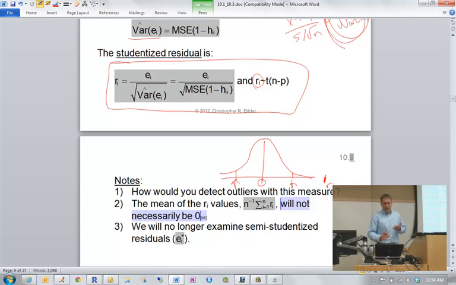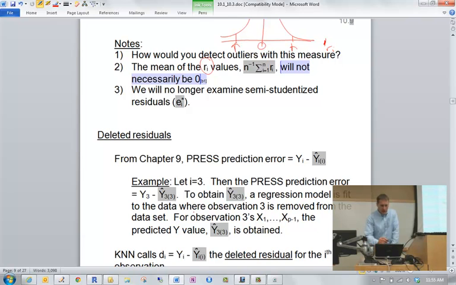Now, note that the mean of these r sub i values is not exactly equal to 0. It will be always close to 0, but not exactly. And it all comes down to the fact that we have that 1 minus h sub i in the denominator. Take a simple case where you have, let's say, a sample size of 3 and actually write out what r1, r2, r3 will be, and you'll see why things don't simplify exactly to having a mean of 0. Note that that's different from what we had with the semi-studentized residuals. And as I said earlier, we no longer will examine semi-studentized residuals.